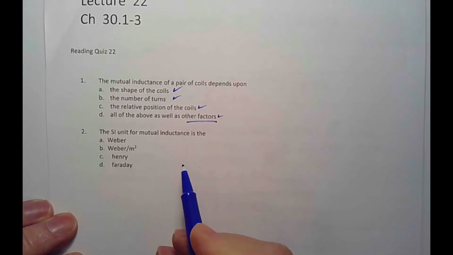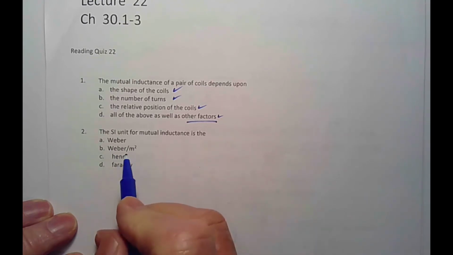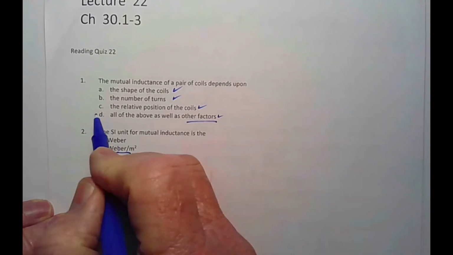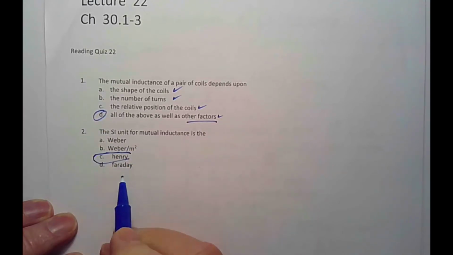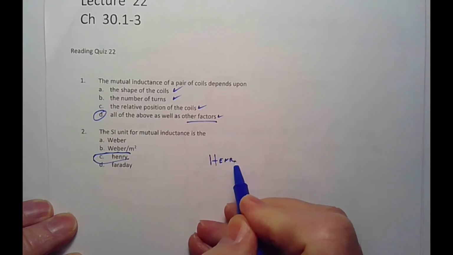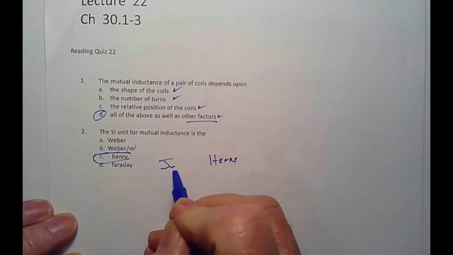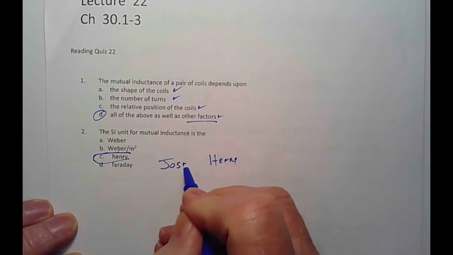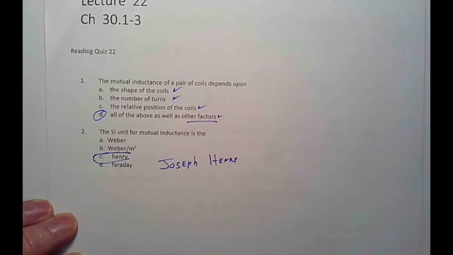The SI unit for mutual inductance is the Henry. So the answer there is a Henry. Henry is a guy's name. Henry, that's not his first name, that's his last name. His first name was Joe. Joseph Henry is an American physicist.